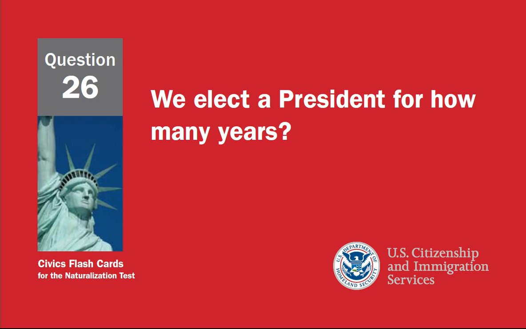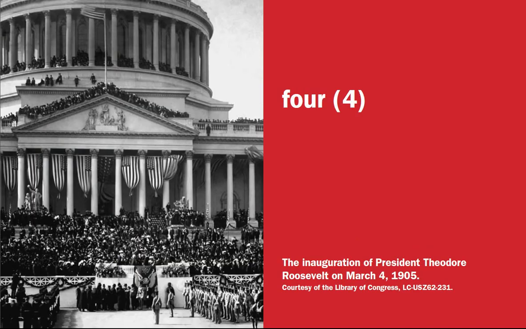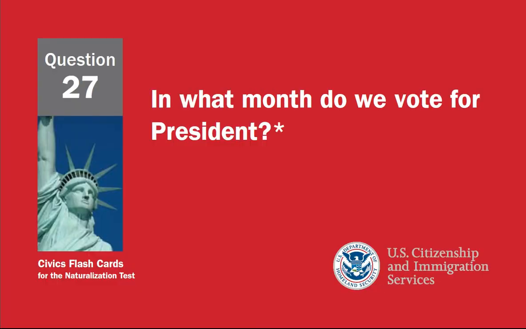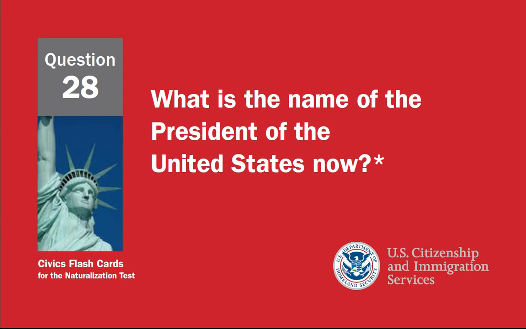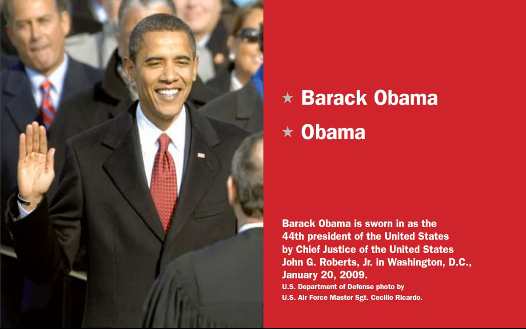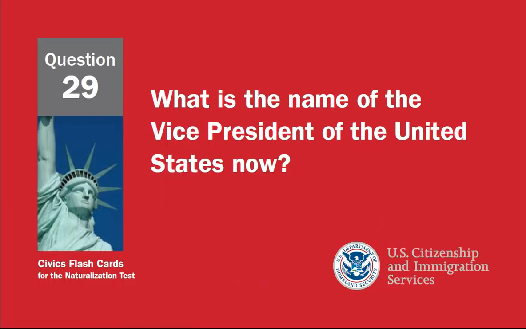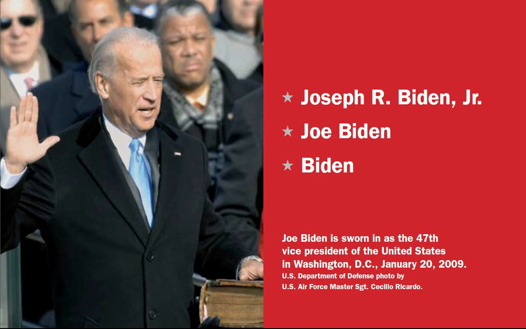We elect a president for how many years? 4. In what month do we vote for president? November. What is the name of the President of the United States now? Barack Obama. Obama. What is the name of the Vice President of the United States now? Joseph R. Biden, Jr. Joe Biden. Biden.